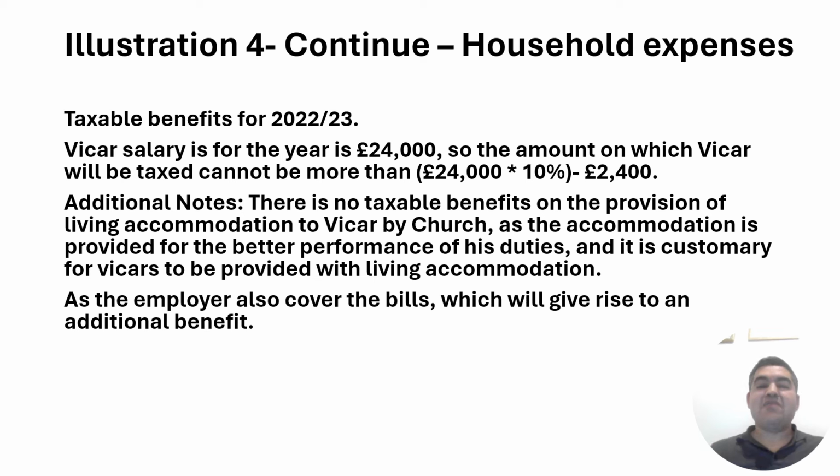Now, I will show you how much taxable benefit the church needs to report for the vicar. The vicar's salary for the year is 24,000. The amount on which the vicar will be taxed cannot be more than 10% of his salary. So 10% of his salary is 2,400. However, the heat and light and the cleaning charges are 2,600. So therefore, we need to take into account only 2,400 because the charge cannot be more than 10% of his wages. So it's a very simple solution.